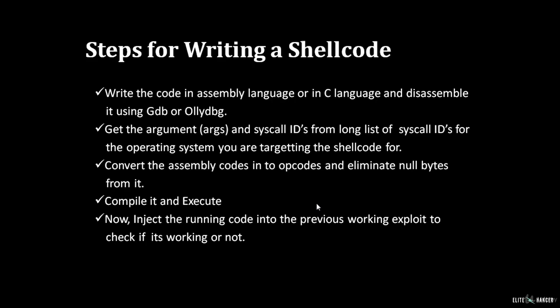Convert the assembly codes into opcodes and eliminate null bytes from it. Next would be to compile it and execute. Finally, inject the running code into the previous working exploit to check if it is working or not.